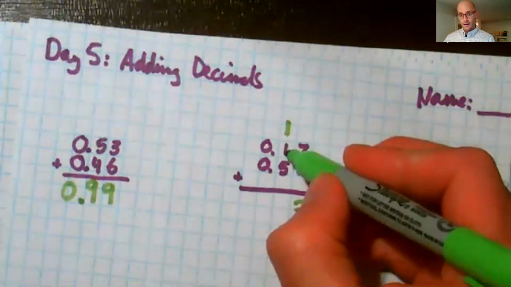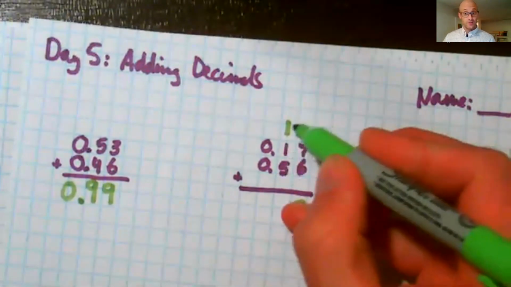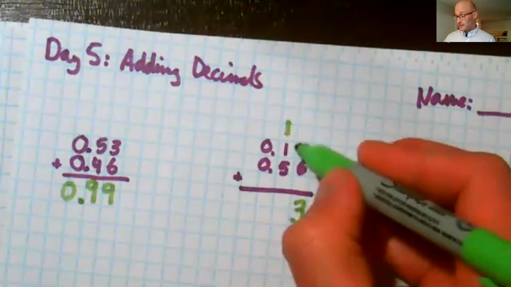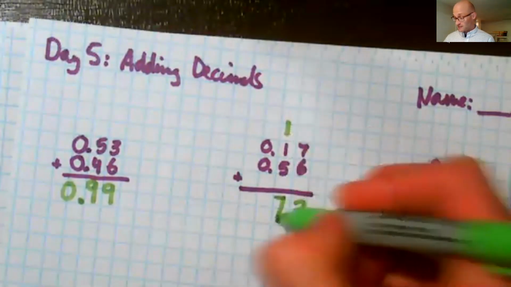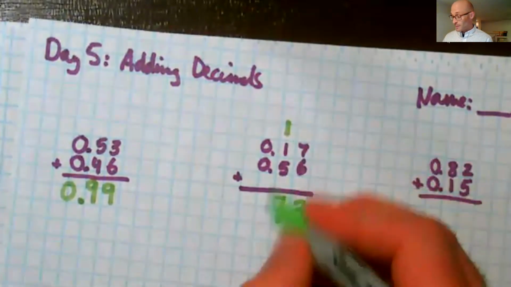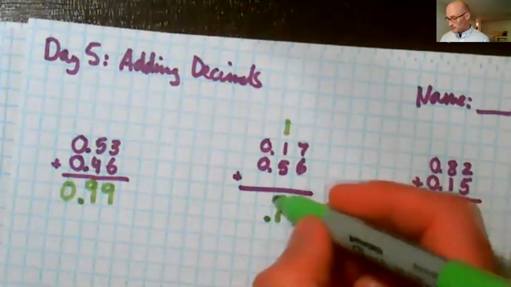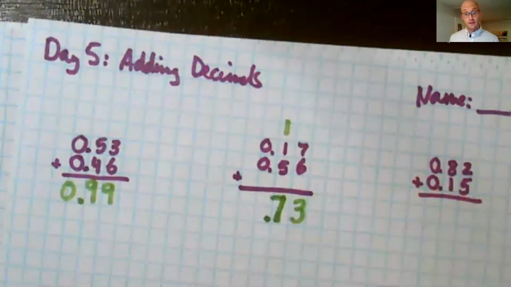Now I say 10 cents and 50 cents is 60 cents, plus that extra 10 that I regrouped from my 13 is a total of 70 cents. And right now it looks like it says 73 cents. I got to remember, I need to put my decimal point there. I got to have that decimal point in. So it says 73 cents instead of $73.